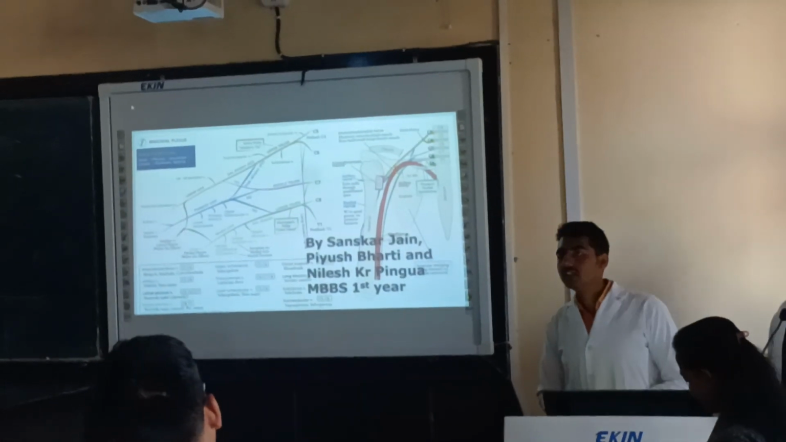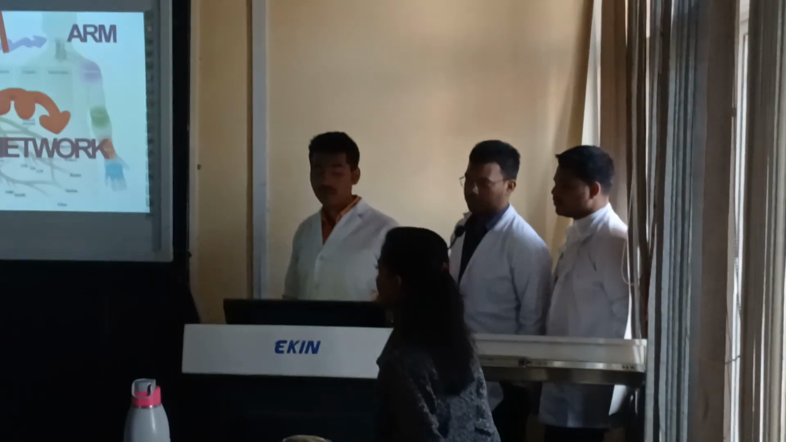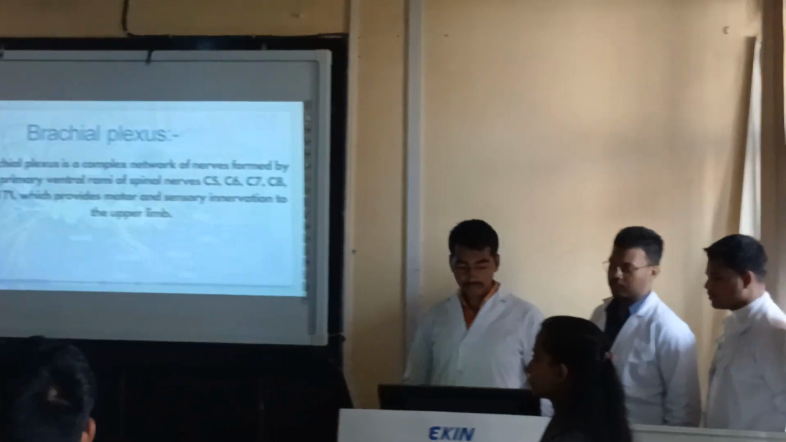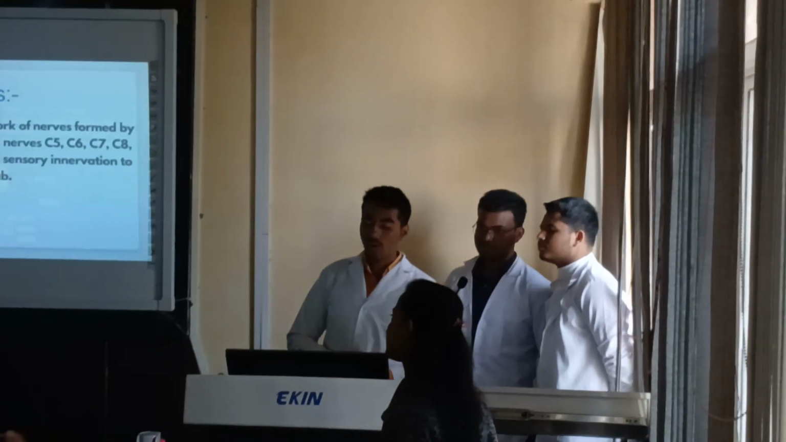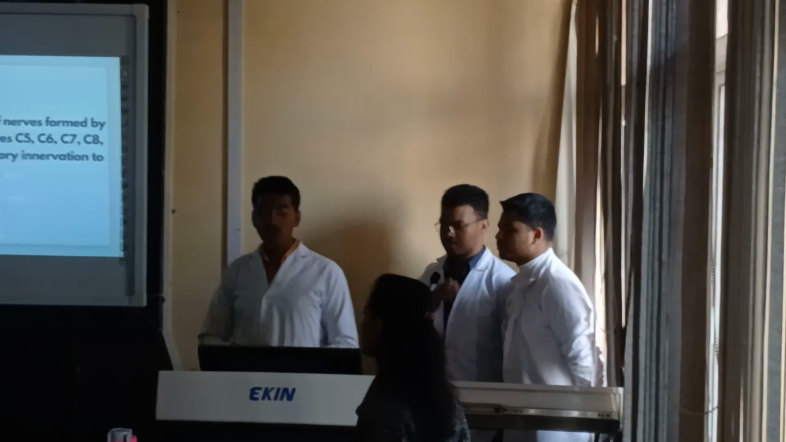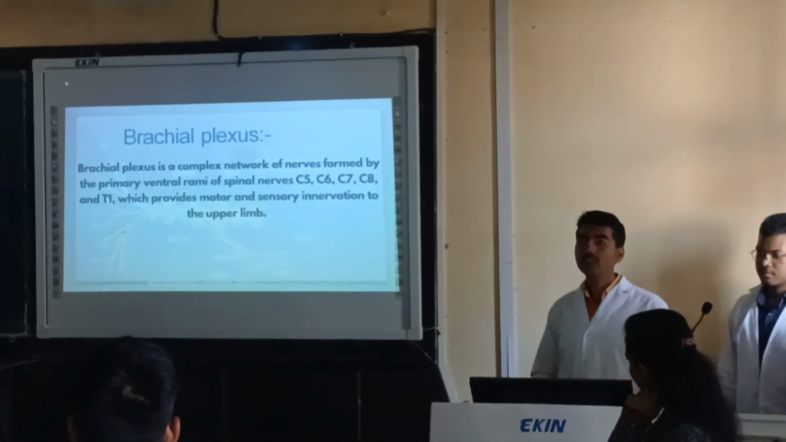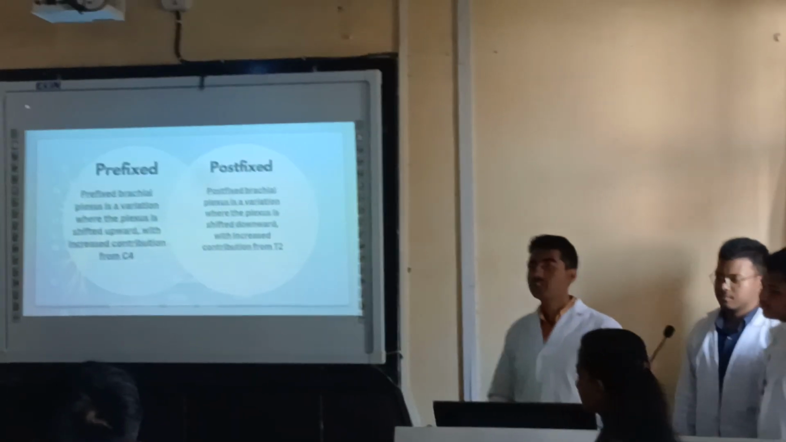So this is the brief overview of brachial plexus. Let's begin from basics. Here brachial means arm and plexus means network. So brachial plexus is a complex network of nerves formed by the primary ventral rami of C5, C6, C7, C8 and T1, which provide the sensory and the motor innervation to the upper limb. It has variations also.